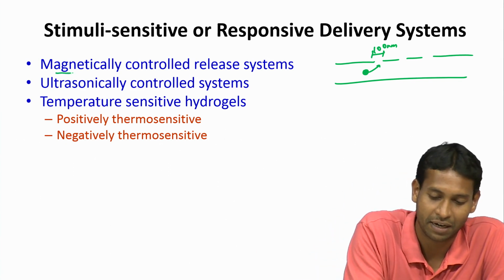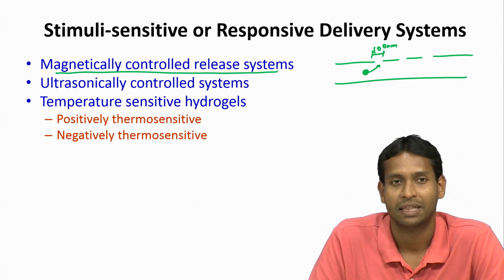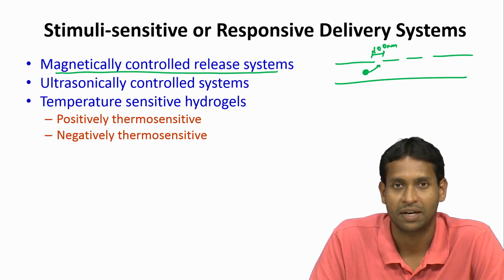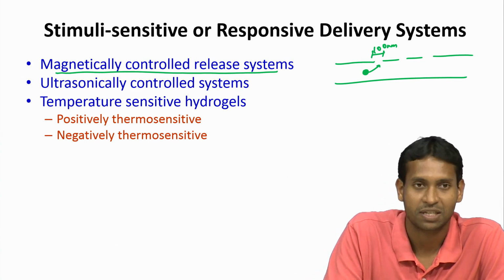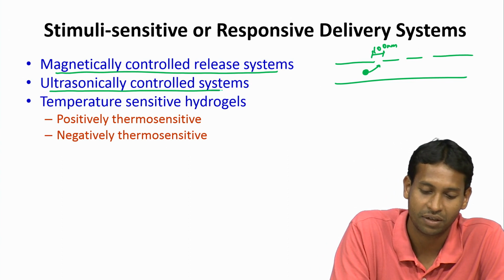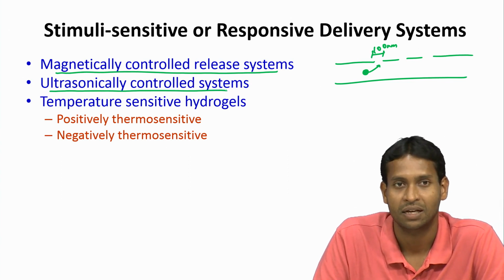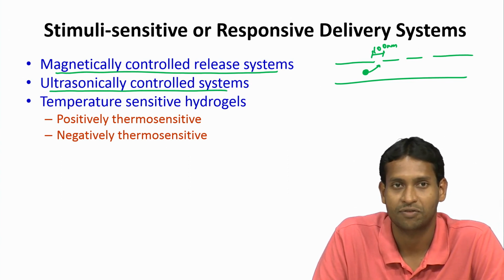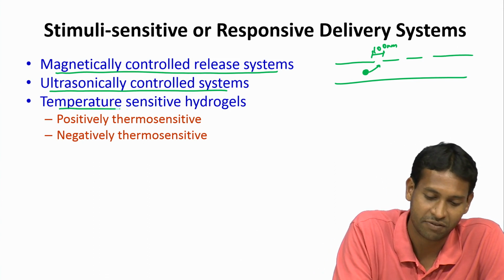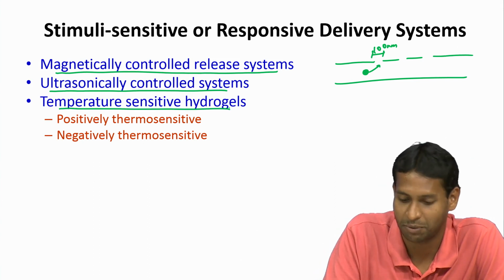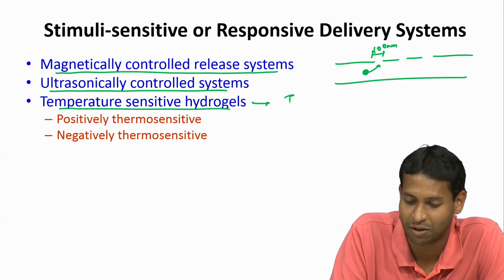One is the magnetically controlled release system, which means they will respond to a magnetic field, and we are going to go into details of some of them. Then we have ultrasound controlled systems, where we can use ultrasound waves to control our systems to either release molecules or change their properties. Then we can have temperature sensitive hydrogels. Some of this we already talked about when we were talking about in situ hydrogels.